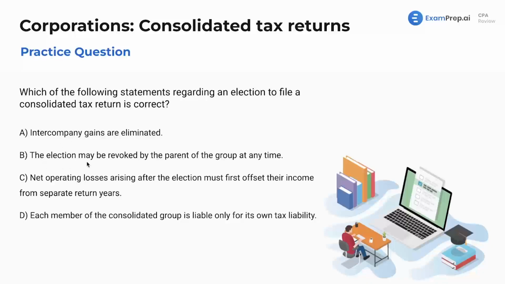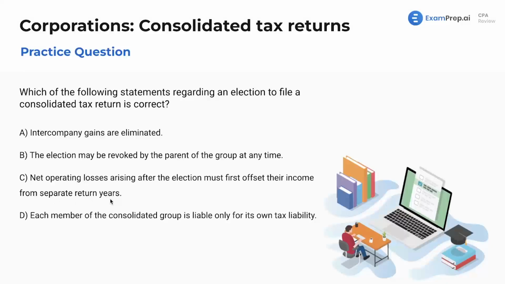Next up, the election may be revoked by the parent of the group at any time. And not at all. Actually, the decision to file a consolidated return is not easily revocable. It usually is going to require the permission of the IRS, and you may have special conditions if you choose to do that.